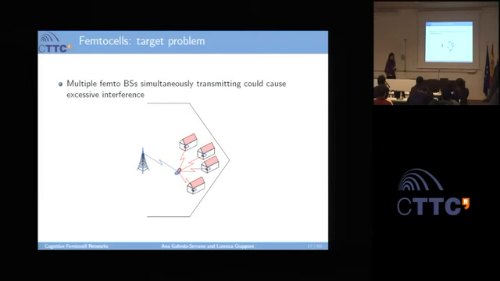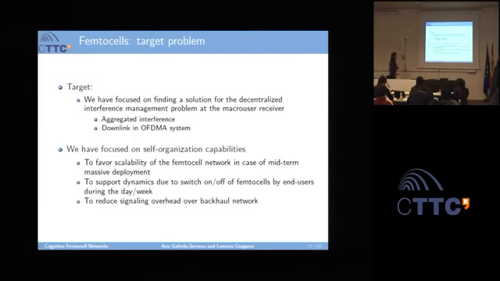And this is what we try to solve. So we focus on finding a solution for a decentralized interference management problem, when we have aggregated interference coming from the femtocell system in the downlink direction. So we introduce self-organization capabilities here in order to favor the scalability of the femtocell network, also in order to be able to support dynamics inherent to these femtocell systems, and also because we think that with these techniques we can highly reduce the signaling overhead.